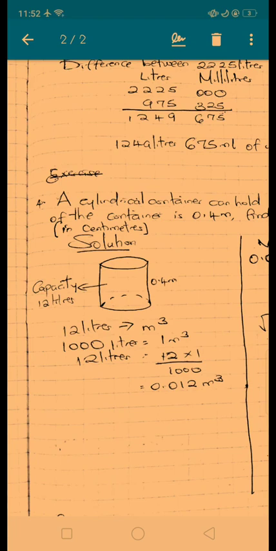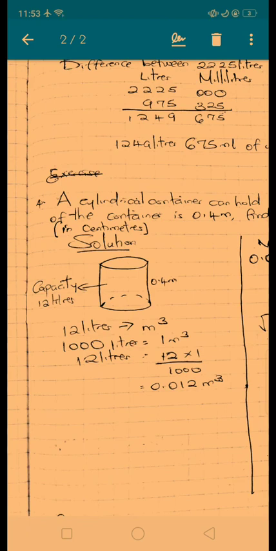So you have that cylindrical part, and the capacity of that cylinder is 12 liters, and as you have been directed, the cylinder is 0.4 meters in terms of the height. Now, we bring in the relationship between volume and capacity; we need to know how many cubic meters are there in 12 liters.